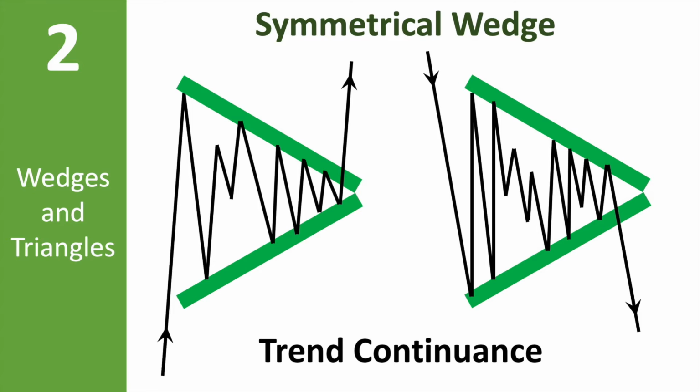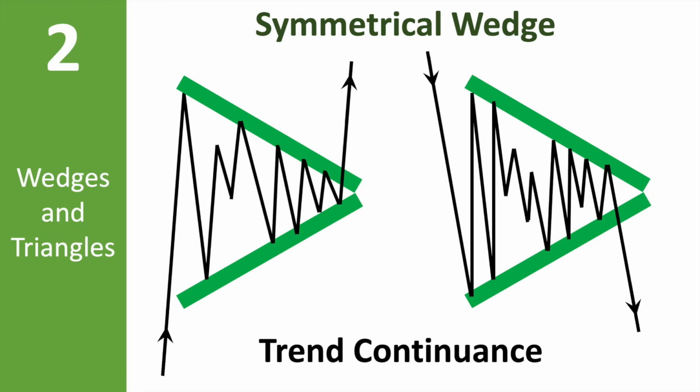The ones that are shown here are symmetrical wedges. This is an indicator of a continuance in trend. So if we were in an uptrend before we got into that wedge pattern, we will likely continue in that uptrend after we get out of the wedge. Likewise, if we were in a downtrend before we got into a symmetrical wedge, we are probably heading to a downtrend after we get out of the wedge pattern.